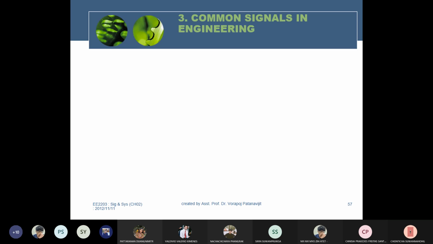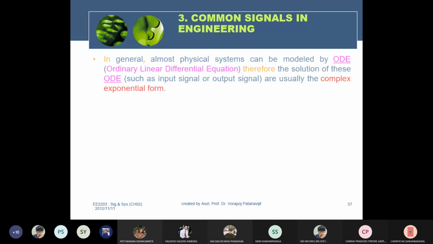The next one is the common signal in engineering. The common signals in engineering are the signals that you quickly get from an engineering experiment, or that you can see on an oscilloscope, or on any scope, or in any computer simulation in engineering.